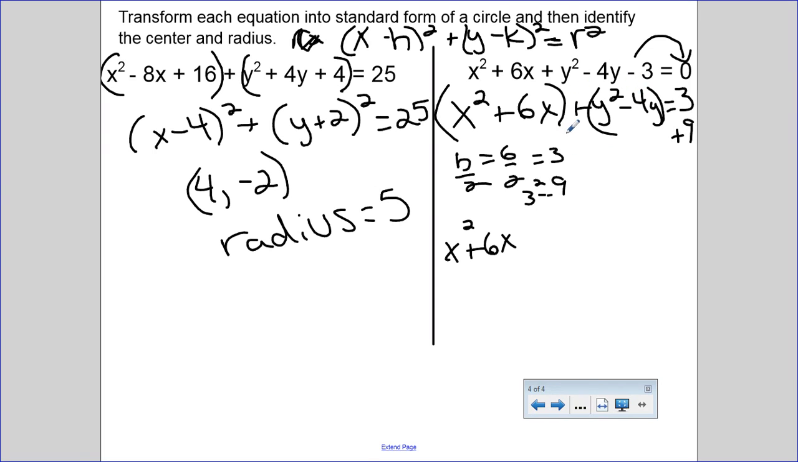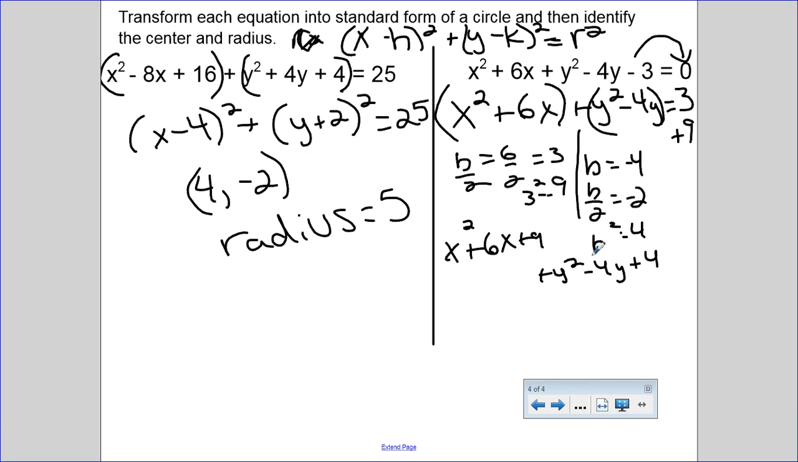So for this one, I'm going to draw the line here. y squared minus 4y. My b in this is negative 4. Half of b is negative 2. So b squared is going to be 4. So I'm going to add 4. I forgot to do this here. So here I'm going to add 9. And then I'm going to write plus y squared minus 4y plus 4. So if I add 4 here, I have to add it there as well.